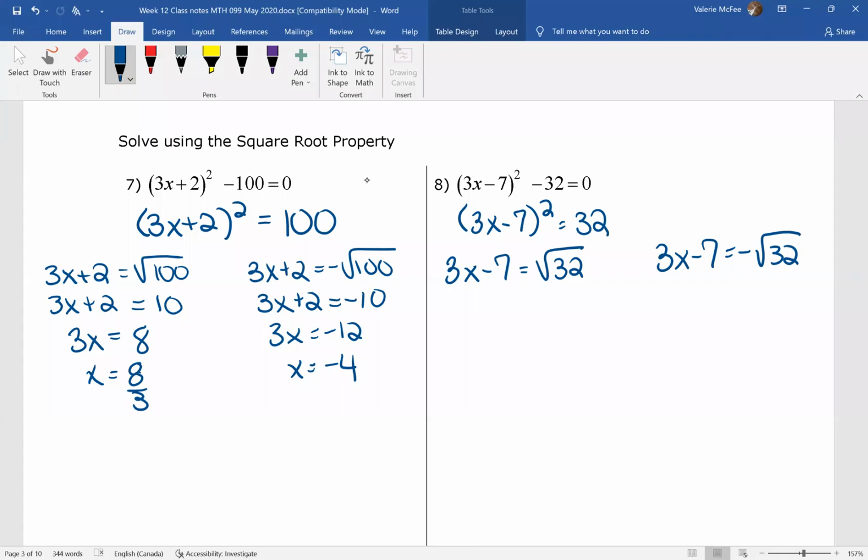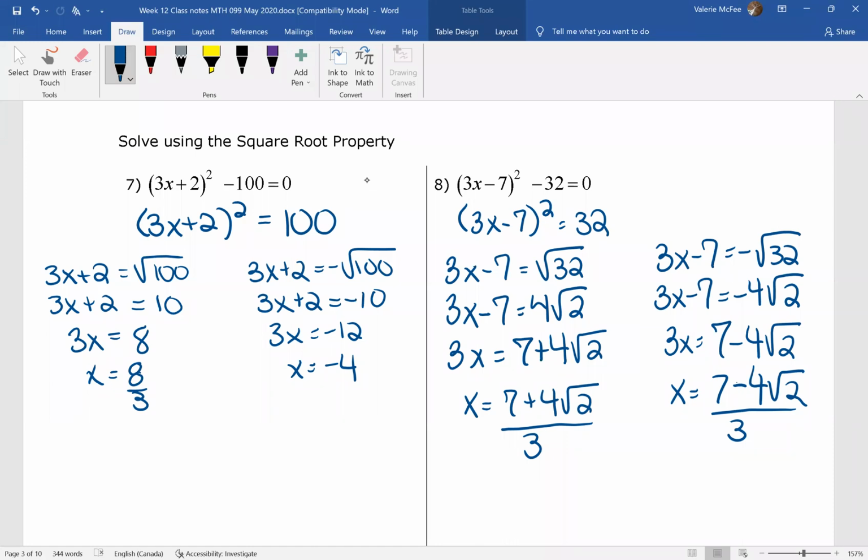Before you go any further, you should simplify that square root of 32. If you had difficulty simplifying that, please go back to the chapter on simplifying radicals and do more practice. This is important stuff for the final exam and for Math 103. Now we're going to add 7 to both sides and then divide both sides by 3.